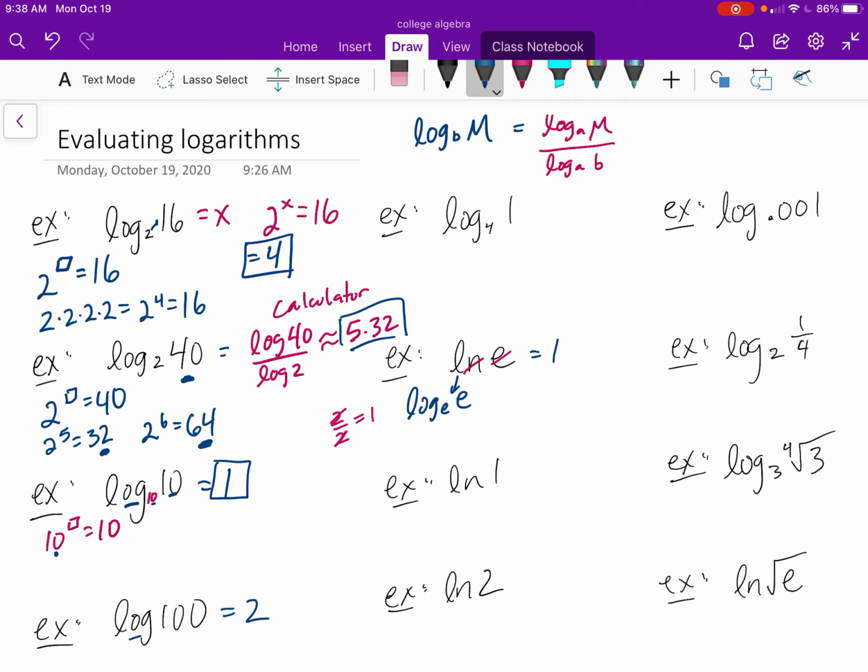Okay. Moving up top, this is an important one to remember. Log of 1, any base, is always going to be 0. Now, I didn't cancel to get 0. It is 0. So let's look at why. Well, you take any base, I chose 4, to what power equals 1. Anything to the 0 is 1. So therefore, our answer is 0.